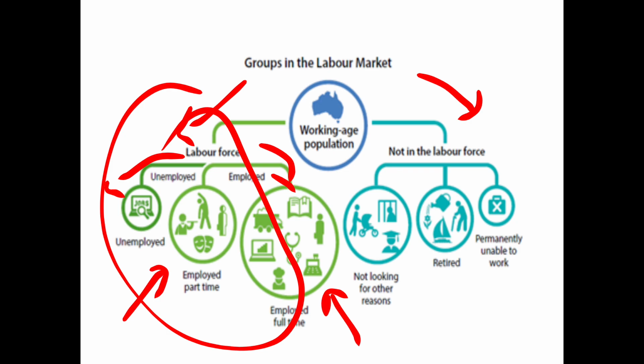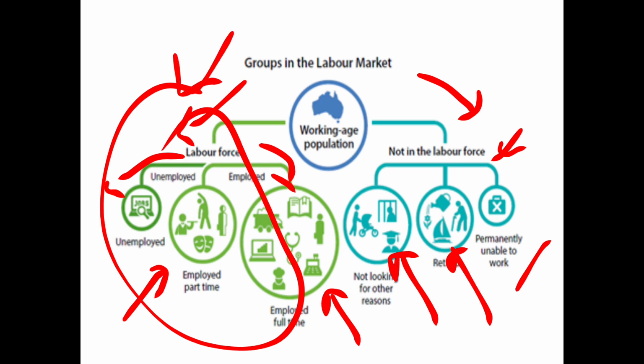On the other hand, here in this part, we have not in the labor force, and we cannot include them in the labor force. We find, for example, persons who are not looking for a job for other reasons, maybe students. We have also the retired and the permanently unable to work. They cannot work maybe for medical reasons and so on. So when we calculate the rate of unemployment, we take into consideration this group.